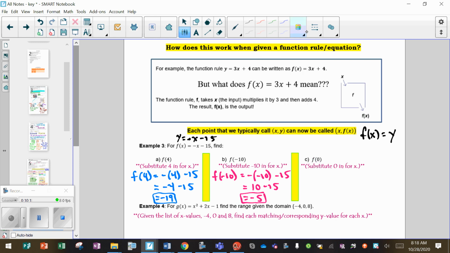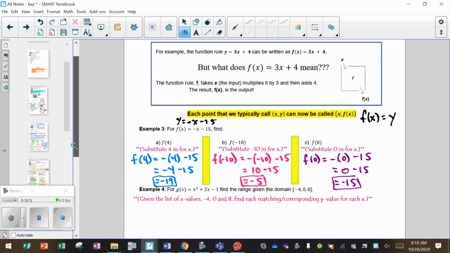And then we keep going. f of 0 means substitute 0 in for the x. So f of 0 means put in 0 in for every x that you see. And then just do the math. Negative 0 is just 0. 0 minus 15 is negative 15. So there's some other vocabulary that goes along with that.